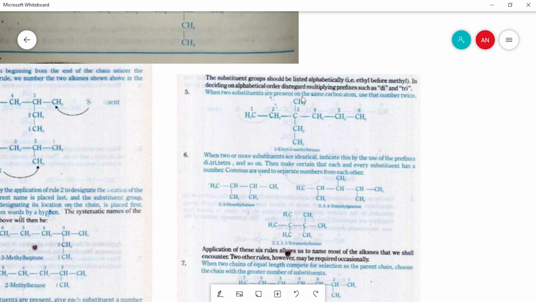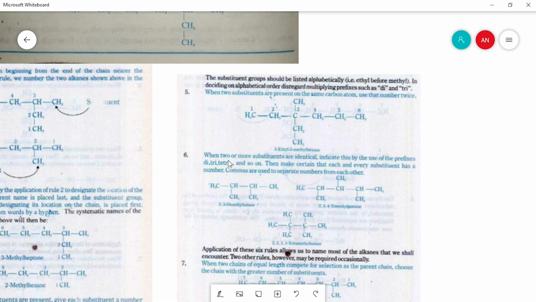When two substituents are present on the same carbon atom, use that number twice. Like in this example, 1, 2, 3, 4, 5, 6, hexane is there, and on the third carbon there is a methyl radical and an ethyl radical. So we will write the name as 3-ethyl-3-methylhexane, right? Because there are two branches on the third carbon. So we'll use 3-ethyl, 3 for ethyl and 3 again for methyl.